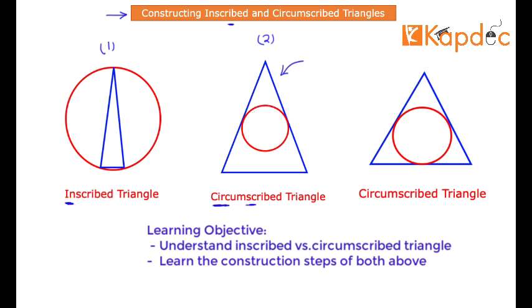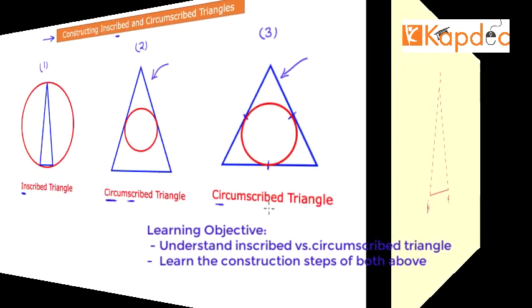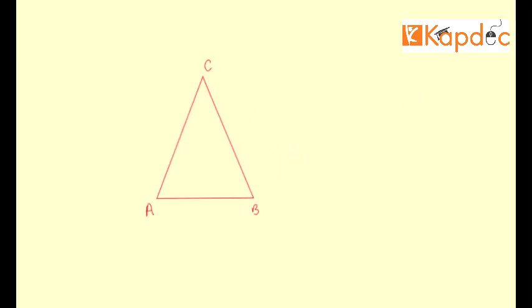Likewise, when you take a look at shape number 3, this triangle, the one in blue line, is also outside the circle. But in this case, all 3 sides of this triangle are touching the circumference at 3 points. So this is another good example of a circumscribed triangle. Having understood the difference between a circumscribed and inscribed triangle, now let's actually go and construct one.